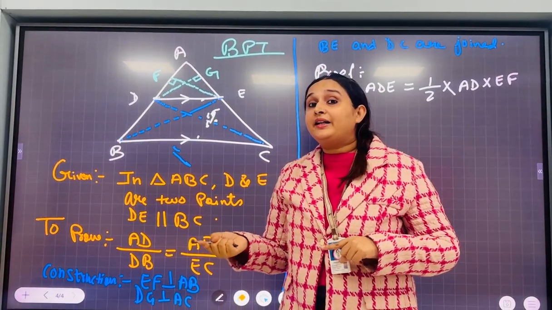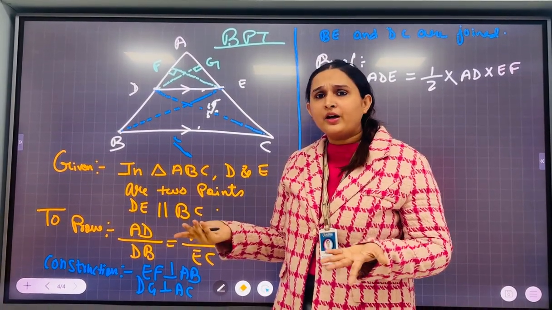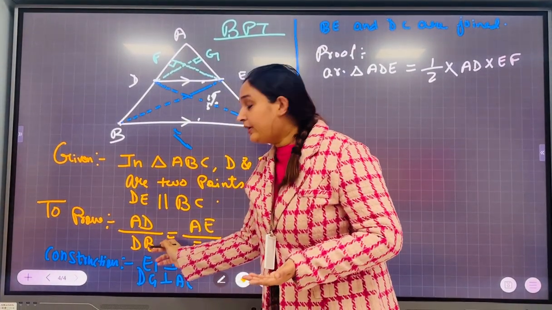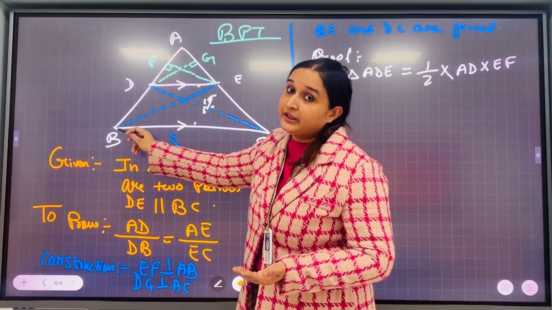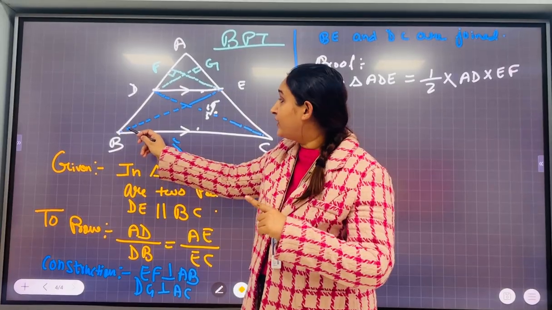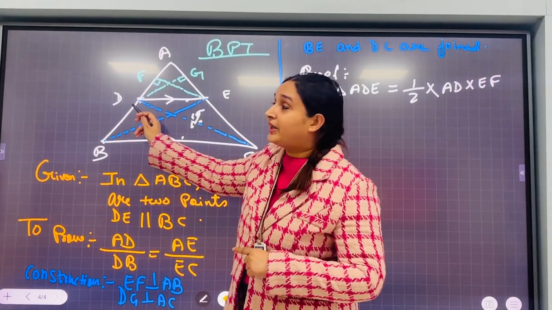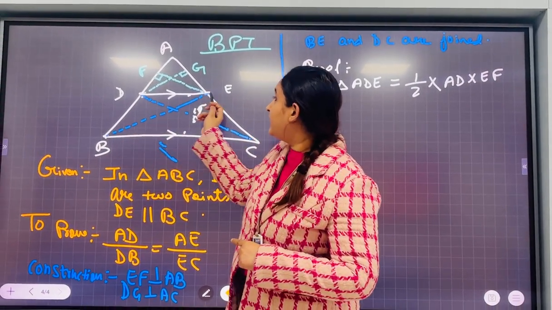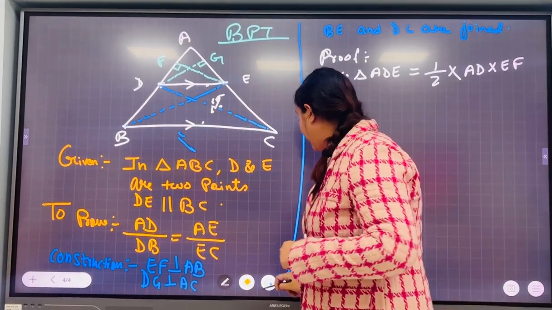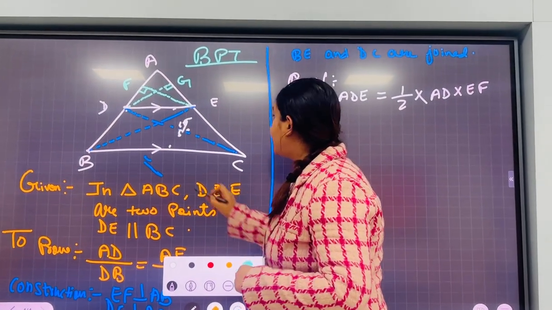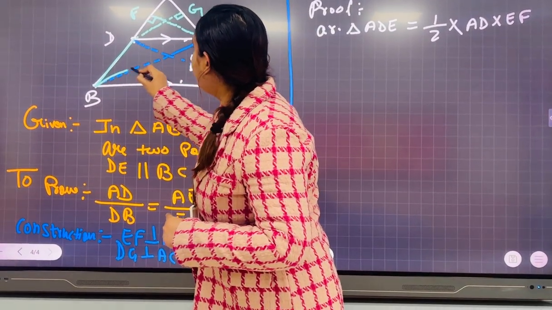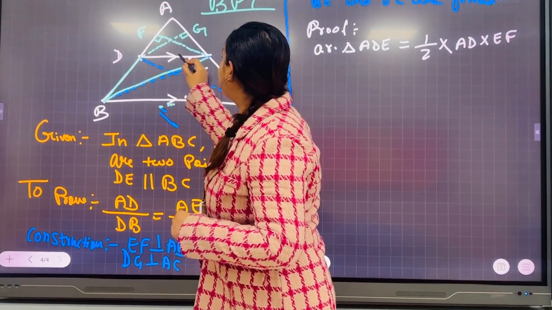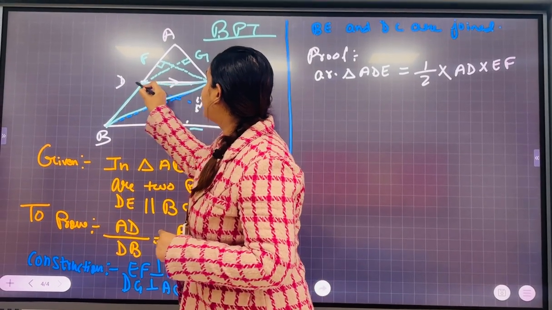Now which triangle will I take next? What we have to prove is DB, right? So we will take DB as one of the sides of the triangle. Now what will be the third vertex? DBE. So the third triangle which I take is D, B and E. This triangle, right?